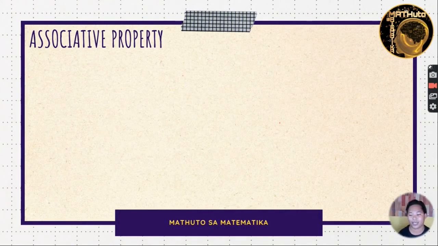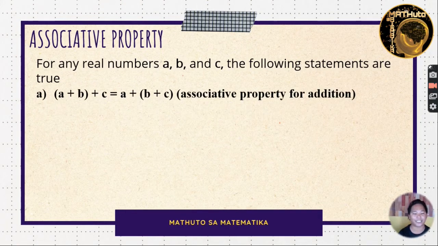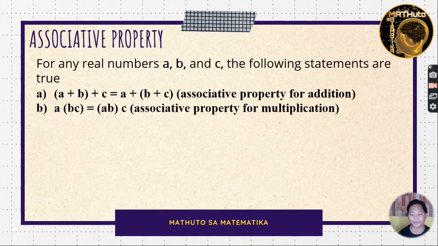Let's proceed to associative. For any real numbers a, b, and c, the following statements are true. A plus b, or if we're going to group a plus b, added by c is equal to a plus the sum of b and c. So this is the associative property for addition. For multiplication, we have a times the product of b and c is equal to the product of ab multiplied to c.